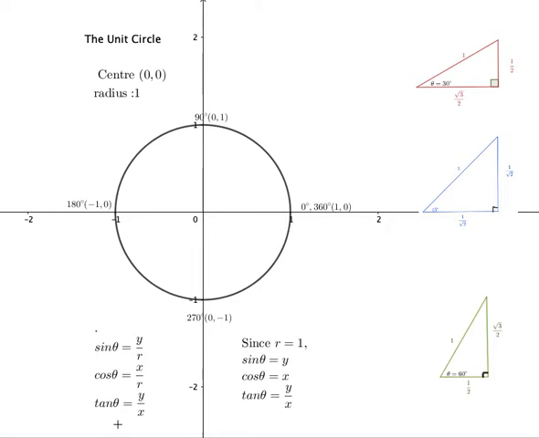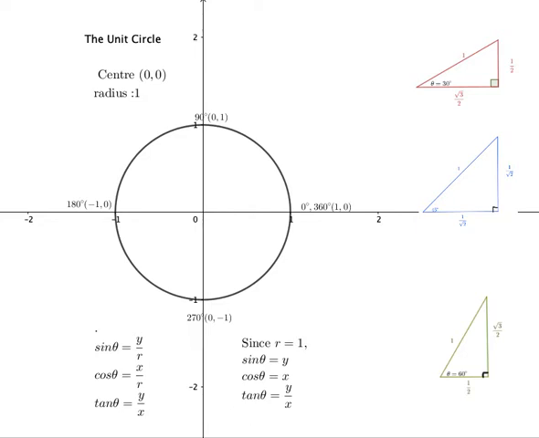Now, the unit circle is really helpful simply because the radius r is equal to 1. And if we substitute r is equal to 1 into our formulas for sine, cosine, and tangent, we get left with something much simpler: sine theta is equal to the y-coordinate. Cosine theta is equal to the x-coordinate. Tangent theta is still equal to y divided by x, which is the slope.